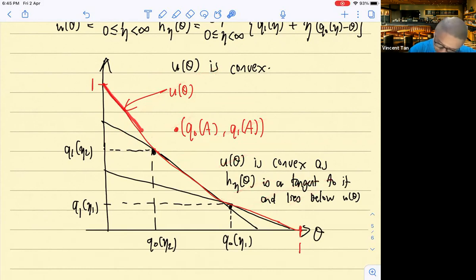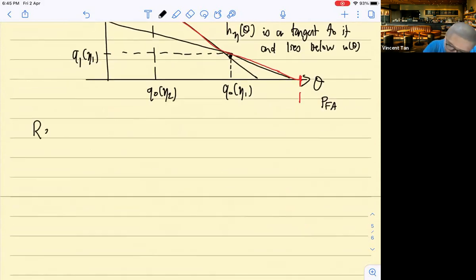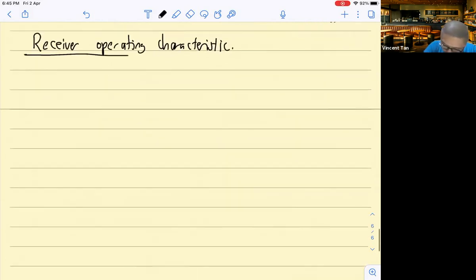So this actually has a name. This represents the probability of false alarm. This represents the probability of misdetection. But usually people don't draw it like this. This is Gallager's book. He draws it like this. But usually people draw the receiver operating characteristic. You may have heard of this, which is the following.